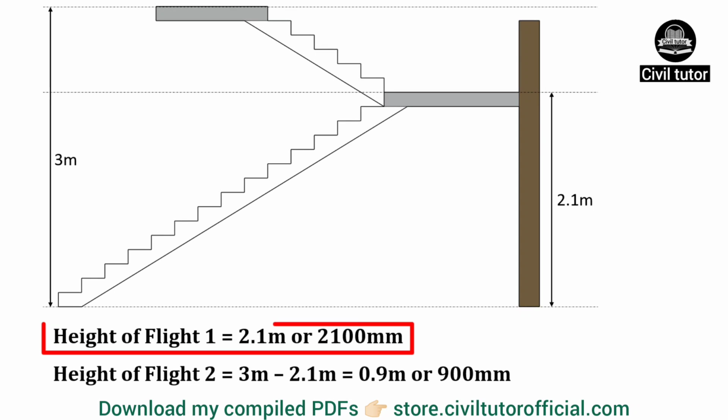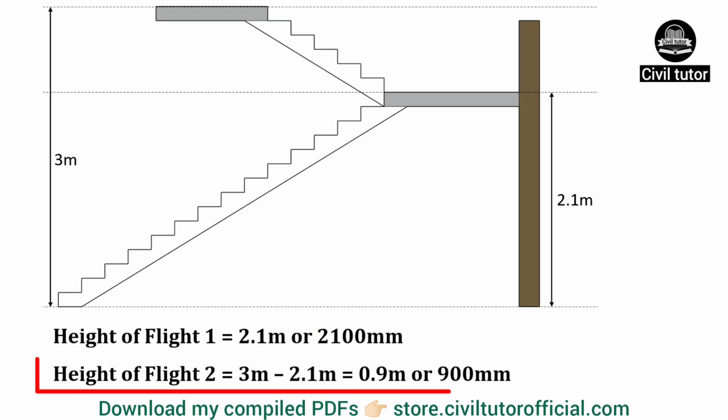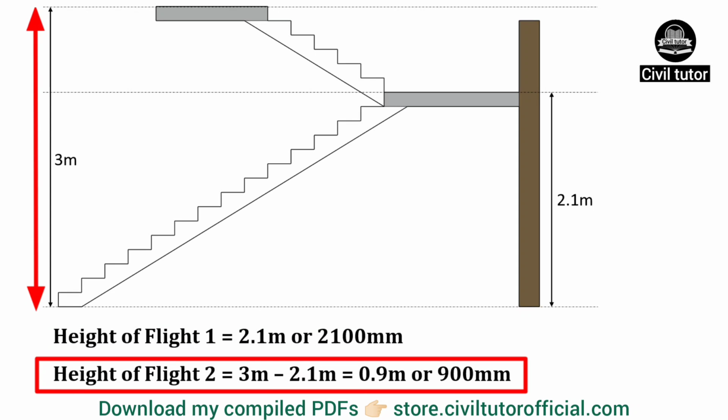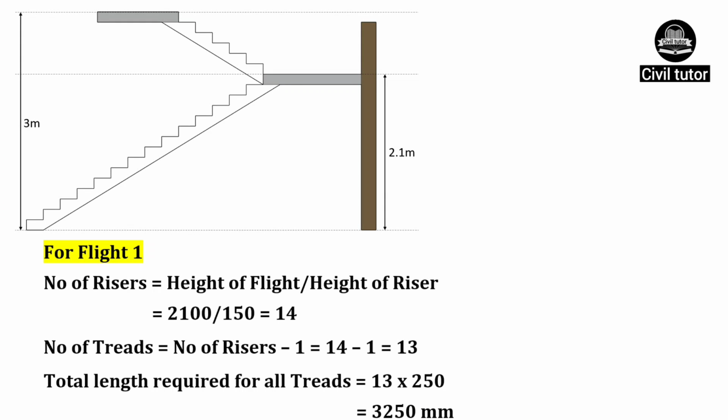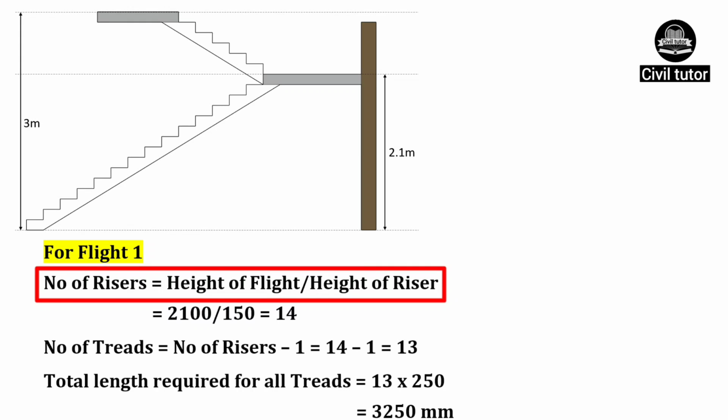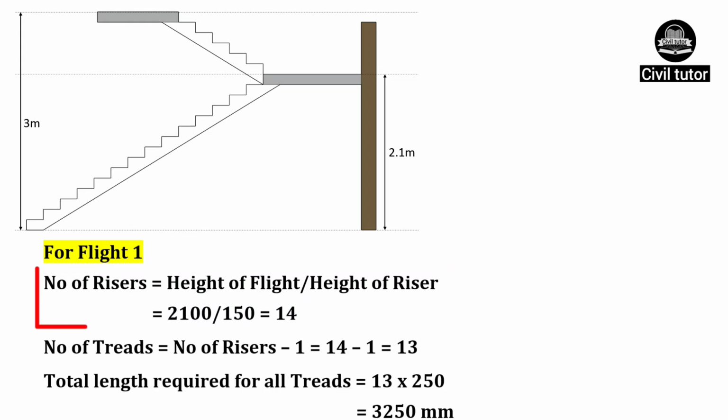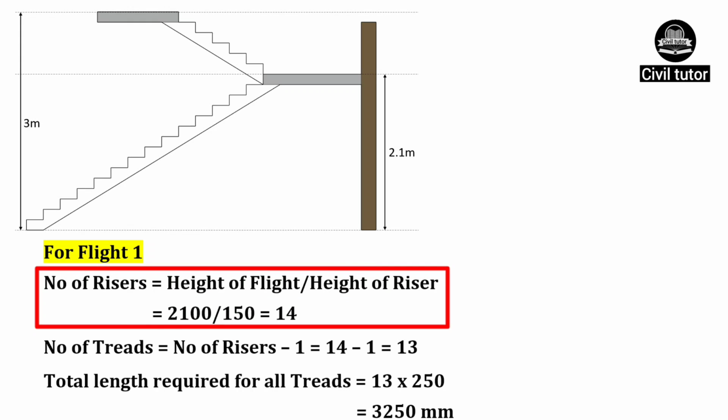So we have height of flight 1 equal to 2.1 meter or 2100 mm, height of flight 2 equal to total floor height minus height of flight 1, that is 3 meter minus 2.1 meter, which will be equal to 0.9 meter. For flight 1, the number of risers will be calculated by using the formula height of flight upon height of riser. Height of flight 1 is 2100 mm and height of riser is 150 mm. On substituting these values, the number of risers for flight 1 will be equal to 14.